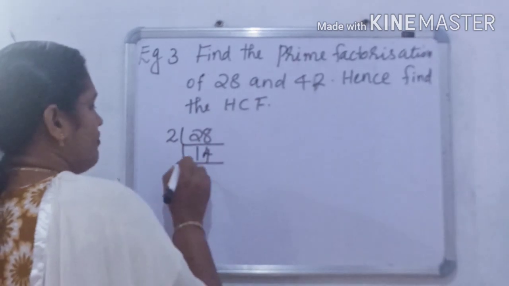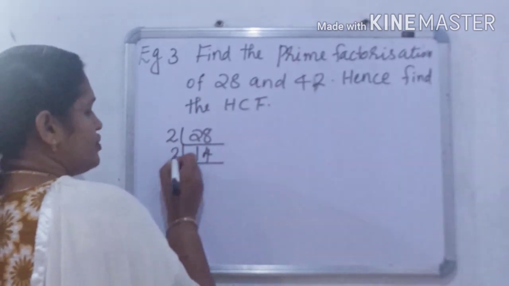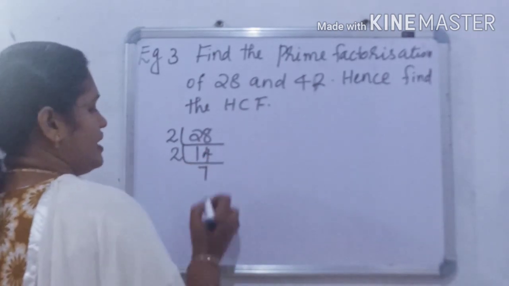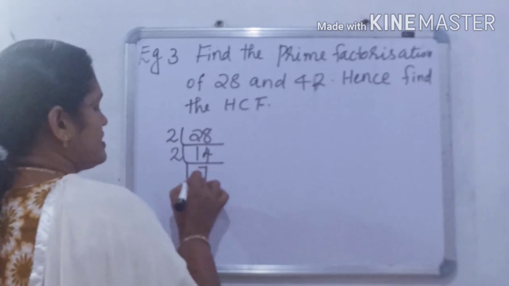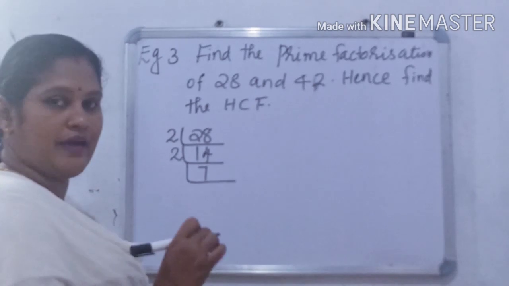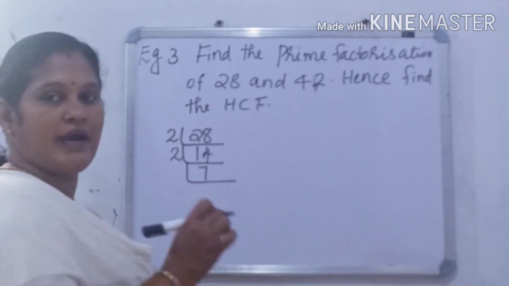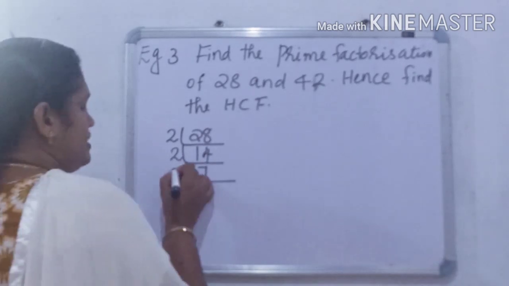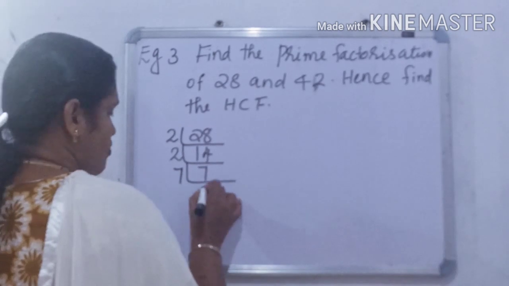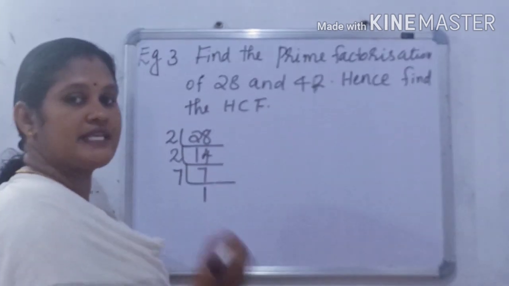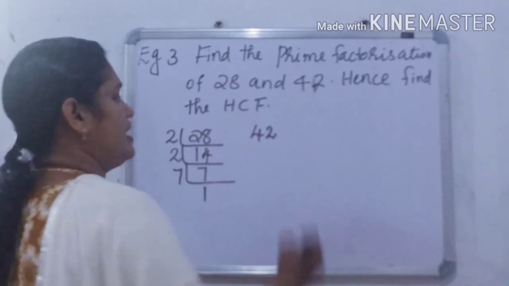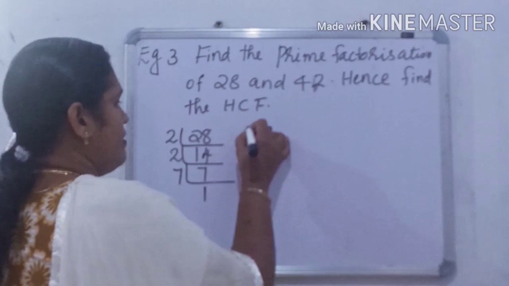Again 14 is an even number. It is divisible by 2. In 14, 7 2's are 14. Then next is 7. 7 is an odd number and also it is a prime number. So it is divisible by 7 only. How many times is 7 there in 7? 1 time. Next is 42. 42 is an even number. It is divisible by 2.